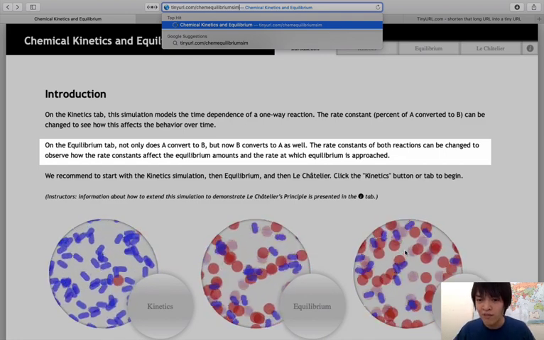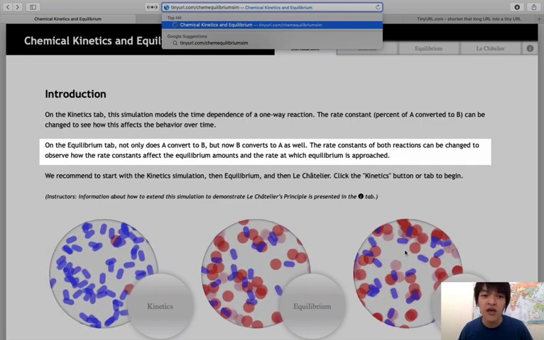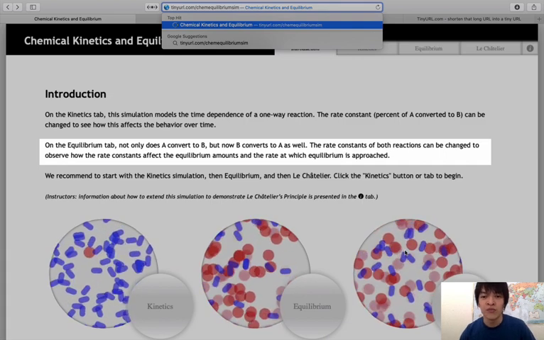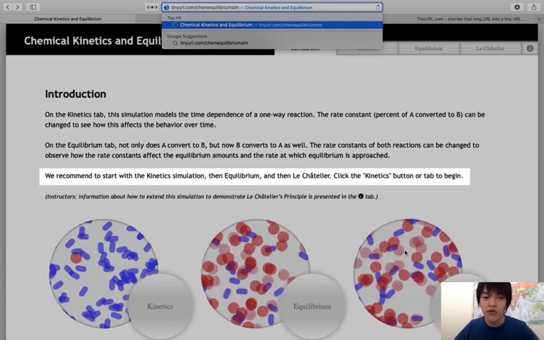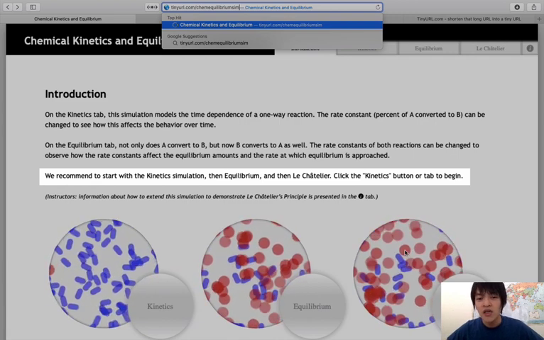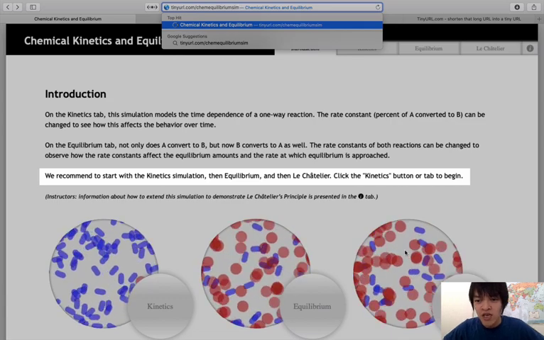The rate constants of both reactions can be changed to observe how the rate constants affect the equilibrium amounts and the rate at which equilibrium is approached. We recommend to start with the kinetic simulation, then equilibrium, and then Le Chatelier. Click on the kinetics button or tab to begin.